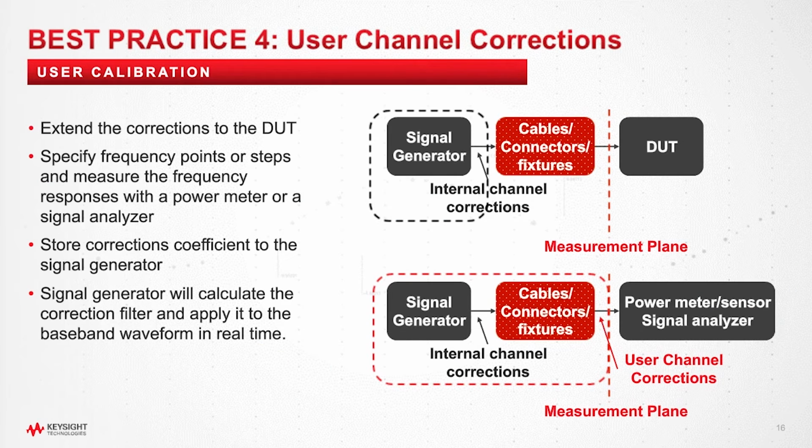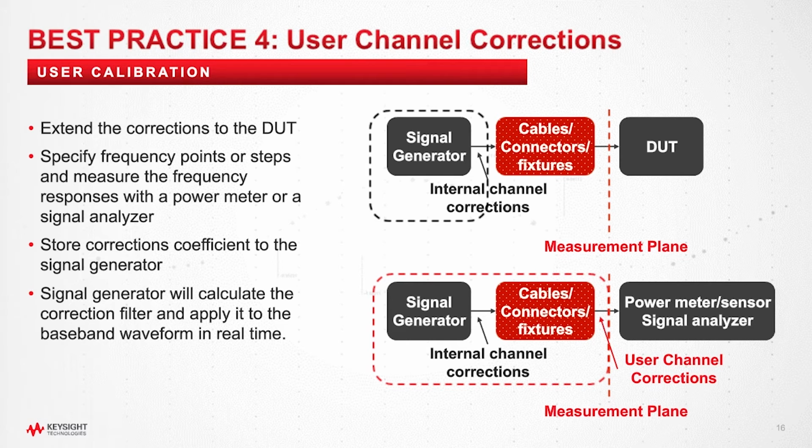Best practice number 4, user channel correction. Similar to extending the measurement plane to the device under test input, the user channel correction calibration extends the signal generator performance to a new calibration plane. That is the user device on the test input port.